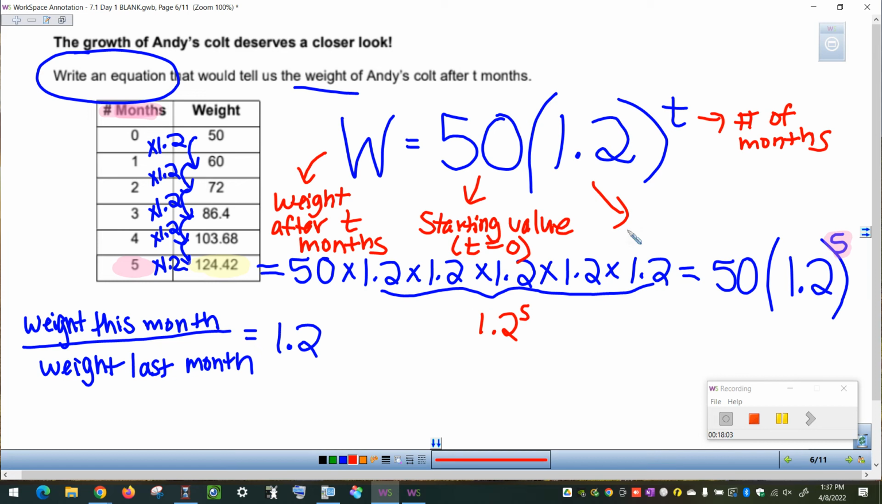And then we're going to give a name to the 1.2. So the meaning of the 1.2, we know it's the value that the weight is multiplied by every month. The name we're going to give that is called the growth factor.